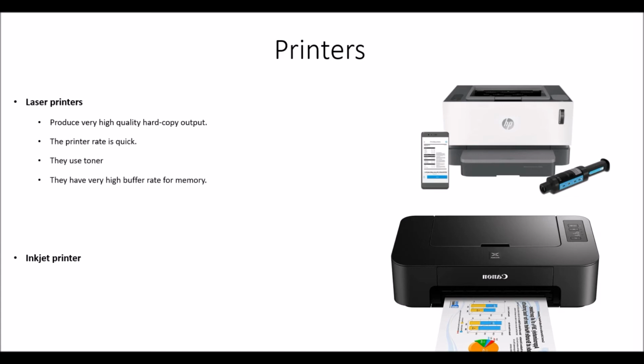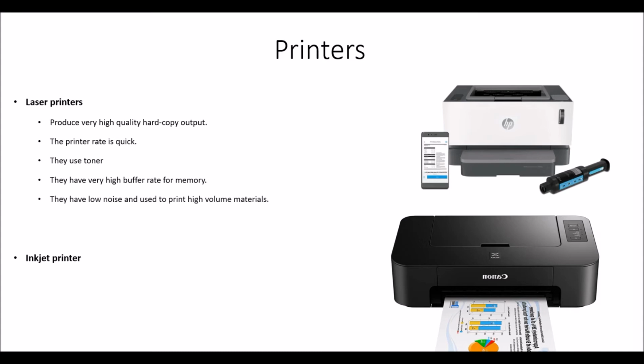if I'm printing, and another person is printing, and another person is printing, no problem. It can actually buffer who comes first. The one who comes first will print. After it finishes, it will print the second person. After it finishes, it will print the third one. That's what we call buffer rate. It has a very high buffer rate.